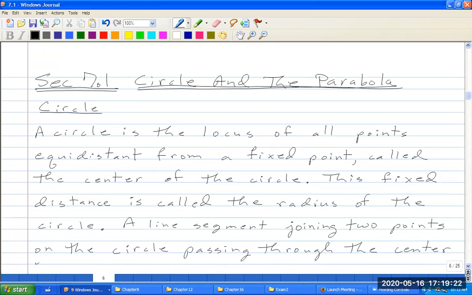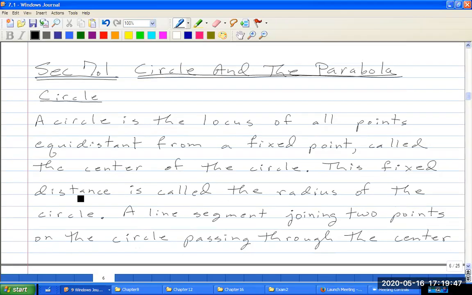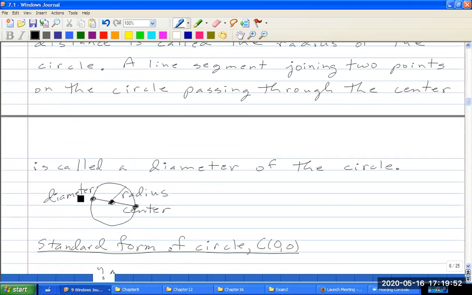Let's look at these non-degenerate conics. First we're going to be looking at circles and parabolas. A circle is the locus of all points equidistant from a fixed point called the center of your circle. This fixed distance is called the radius of the circle. A segment joining two points on the circle, passing through the center of the circle, is called the diameter of the circle.